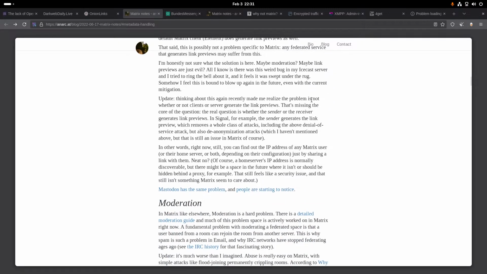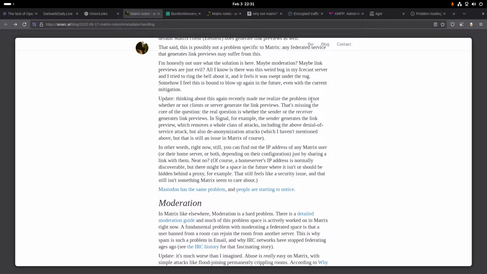Update. Thinking about this again recently made me realize the problem is not whether clients or servers generate link previews. That's missing the core of the question. The real question is whether the sender or the receiver generates the link preview. In Signal, for example, the sender generates the link preview, which removes a whole class of attacks, including the above denial of service attack, but also the de-anonymizing attack, which I haven't mentioned above, but that's still an issue in Matrix, of course.